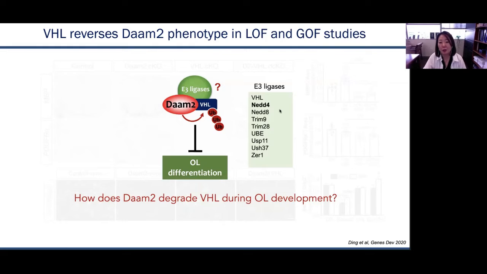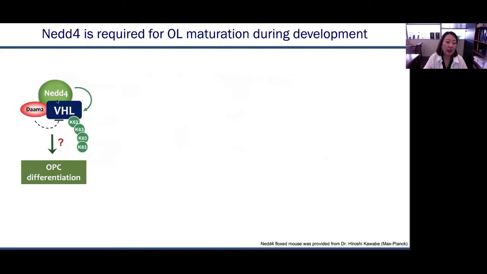But when we did a biochemical study, we used a HEK293T cell. VHL is very nicely degraded by NEPO, but very interestingly, if you compare HEK293T cells versus oligodendrocyte-specific cells, their biochemical phenotype is very different. And actually, we found that NEPO stabilized VHL in oligodendrocyte lineage cells by K63 chain modification.